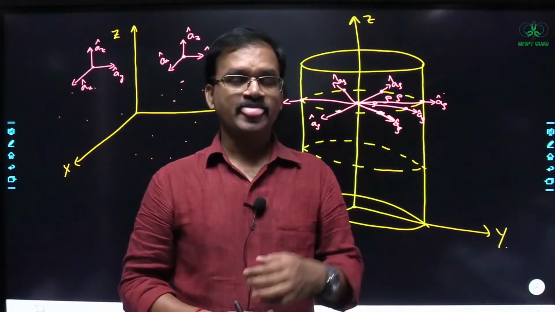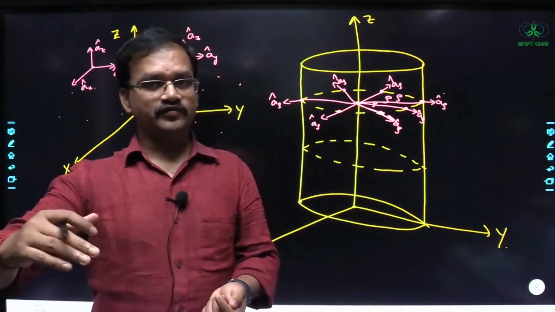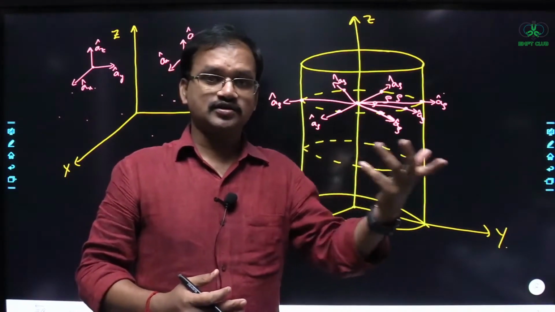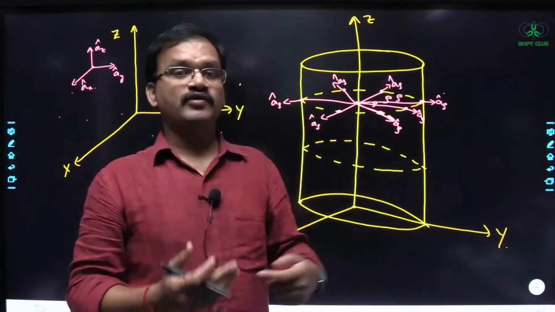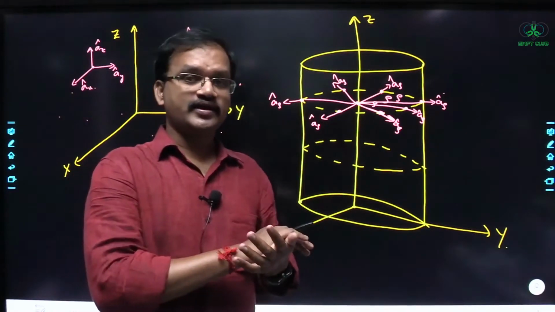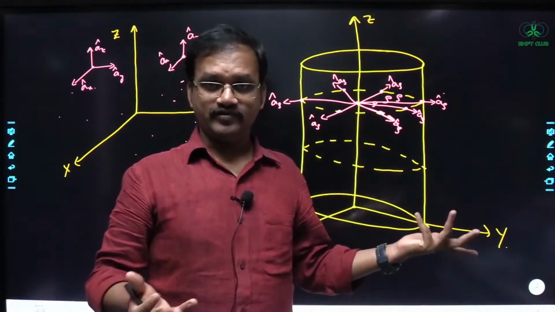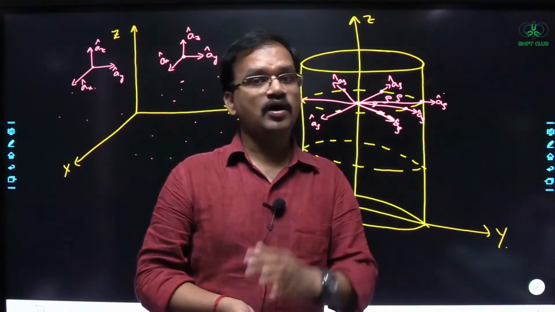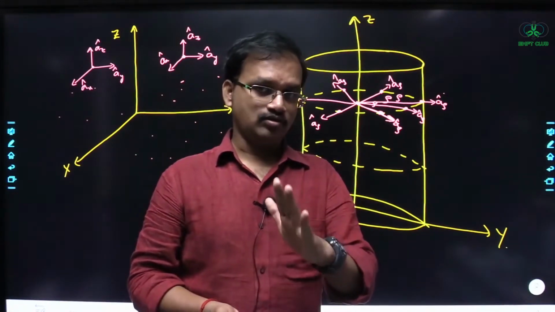Understood? Okay, so when phi is equal to 0, the direction of a_rho cap will be different, and when phi is equal to 90 degrees, the direction of a_rho cap will be different. When phi is equal to 180 degrees, the direction of a_rho cap will be different. Understood? Okay, so the direction of a_rho cap is going to depend upon phi. So that's what we can conclude, right?